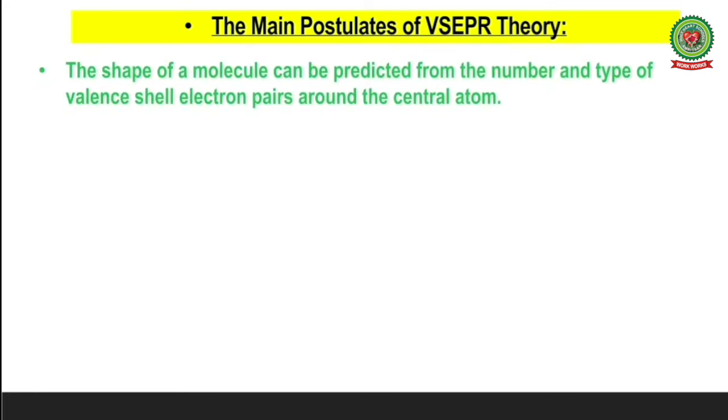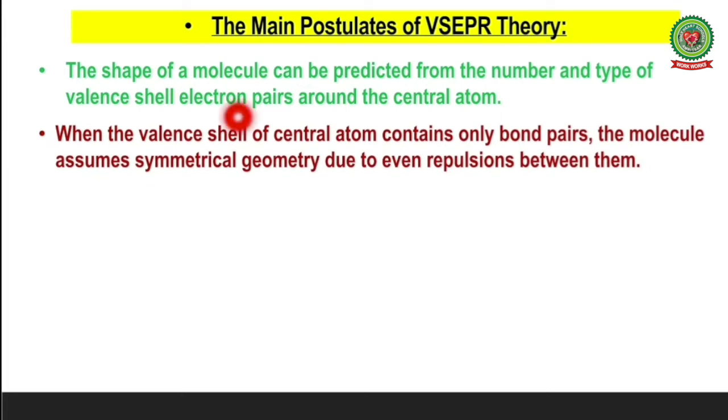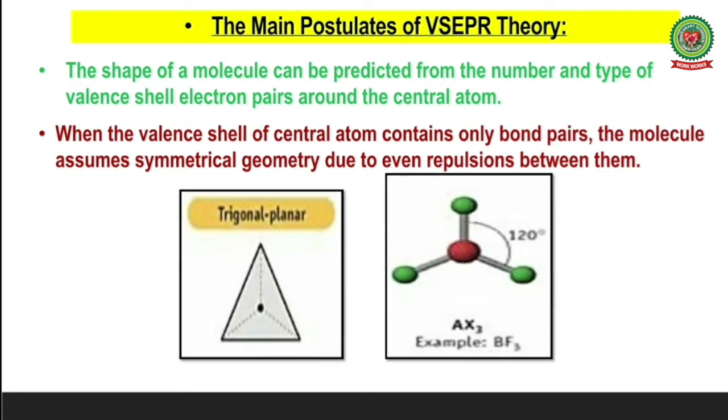The next postulate is that the shape of a molecule can be predicted from the number and type of valence shell electron pairs around the central atom. First we have to count the number of electron pairs present around the central atom, and second is when the valence shell of the central atom contains only bond pairs. Supposing there are only bond pairs, the molecule assumes symmetrical geometry due to even repulsions between them, like trigonal planar, since the atoms are all the same and there are only bond pairs present. So the example is BF3. In this no lone pair is present, so there are even repulsions between the atoms.